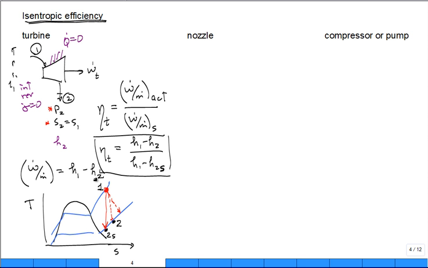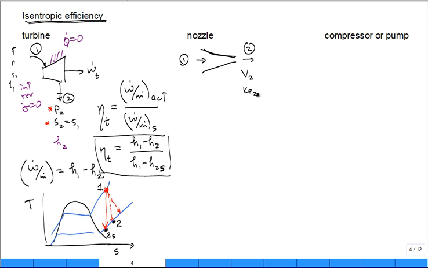How about for a nozzle? Well, what's the purpose of a nozzle? A nozzle is where you come in with flow here, you exit with flow there. The purpose is to have a high exit speed. Speed squared, take a half of that, a high kinetic energy.